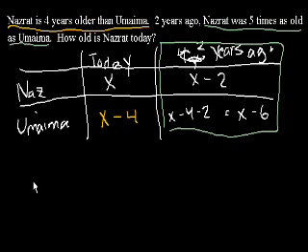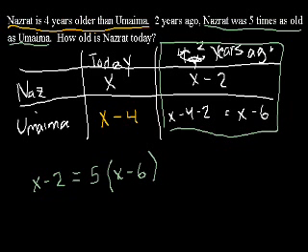So Nusrat, 2 years ago, was X minus 2. We get that from the chart. Nusrat was X minus 2, 2 years ago. And that sentence tells us Nusrat was 5 times older than Umama was 2 years ago. And Umama 2 years ago was X minus 6. Well, now we just solve for X. X minus 2 is equal to 5X minus 30.